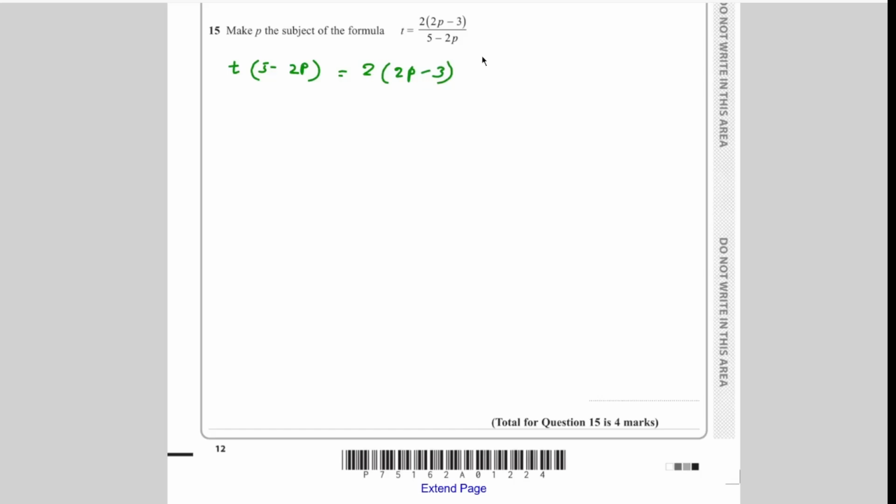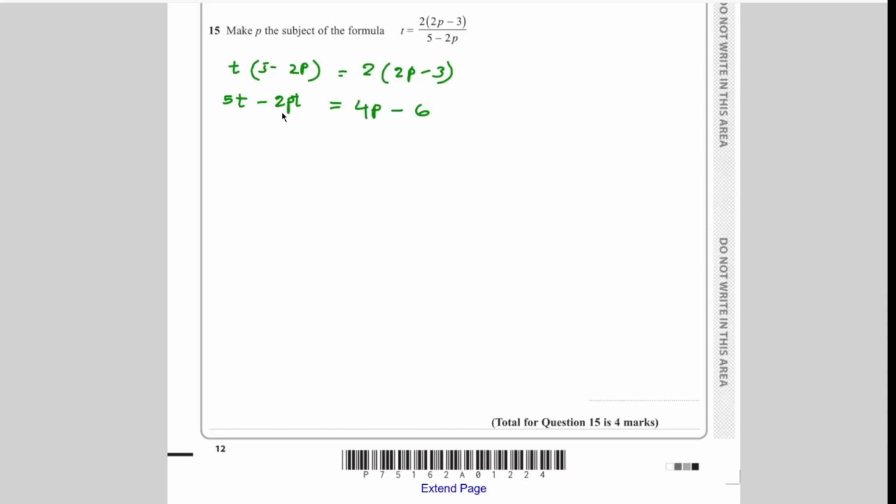So first thing, you need to get rid of the denominator. So let's expand the brackets. 5T minus 2PT equals 4P minus 6. Right? Now let's collect all P's to one side because P is split in two places. Let's collect P's to one side.